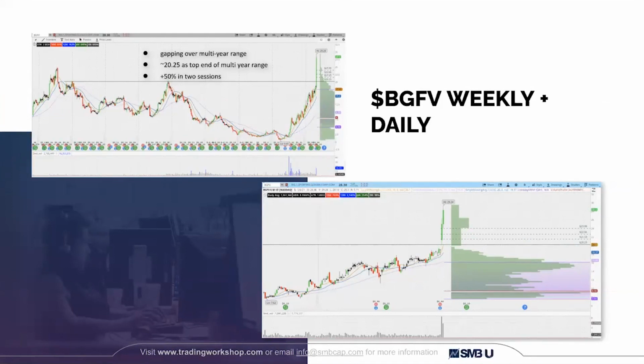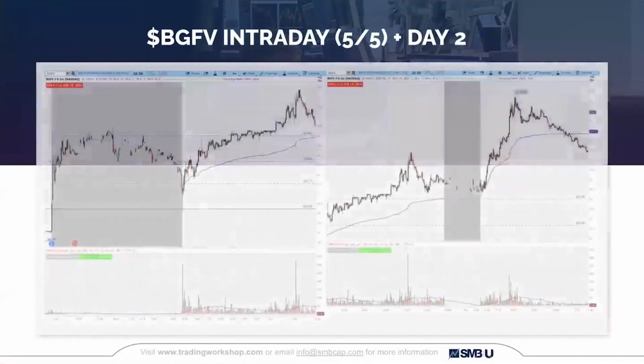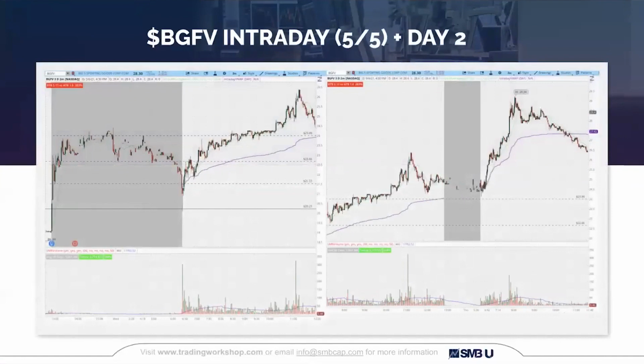So, after we saw that, this is on May 5th, first week of May, we saw BGFV gap out of a multi-year range, with the top end being about 20. It ended up going 50% in 2 sessions and holding 30 for a few more. And intraday, this is what it looks like: it did 30% of our average daily volume in the first 2 minutes, and that's just the sharp rejection from 20 that we got here.